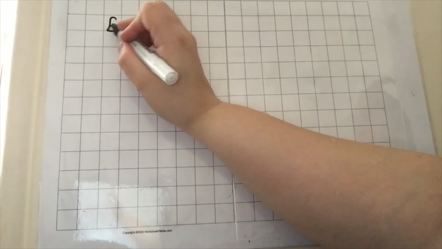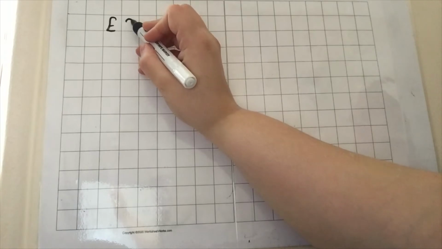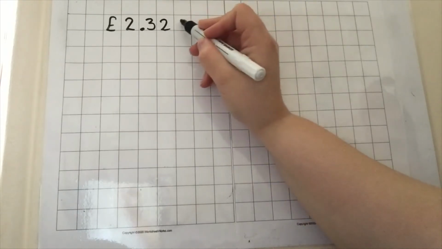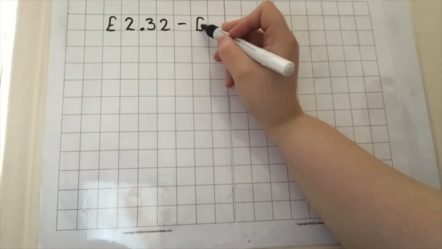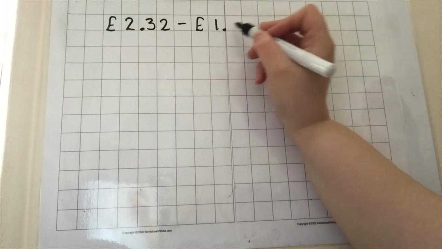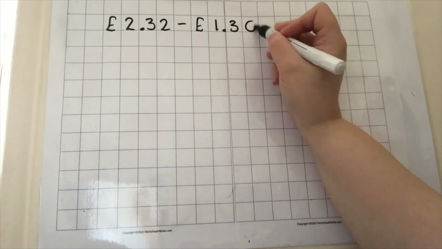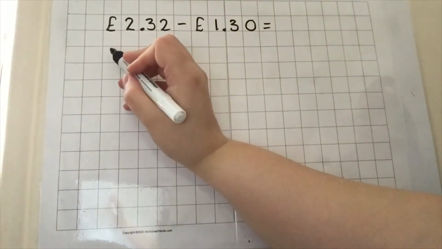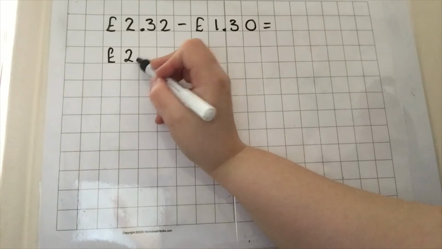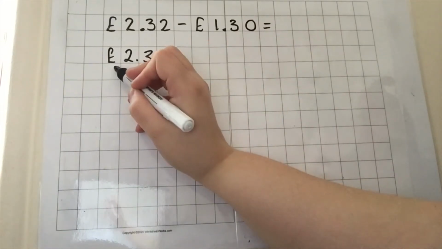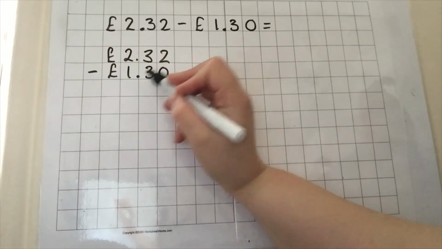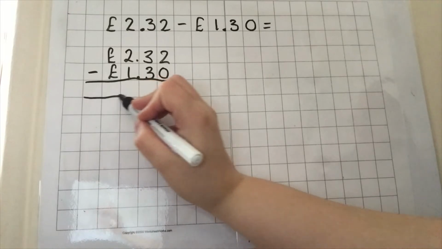Okay, takeaways is what I said we'd do now. So let's have a look at some takeaways. Some of the larger takeaways. Okay, so £2.32, take away £1.30. There's a takeaway. And our big equal sign.